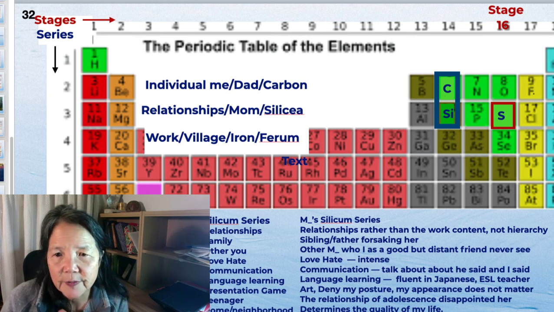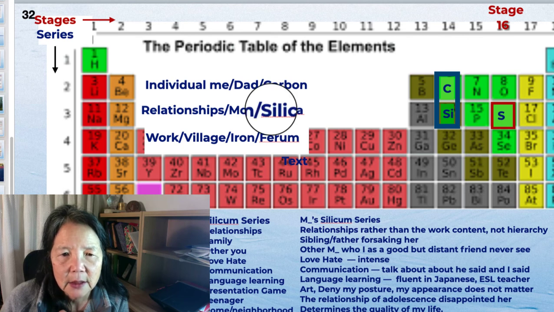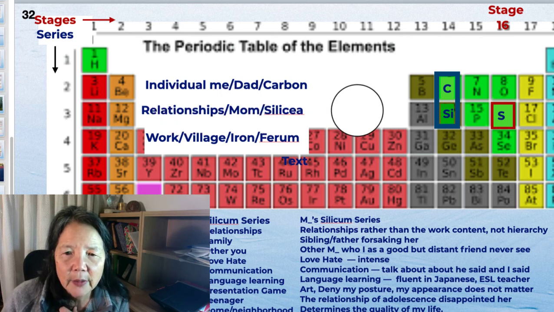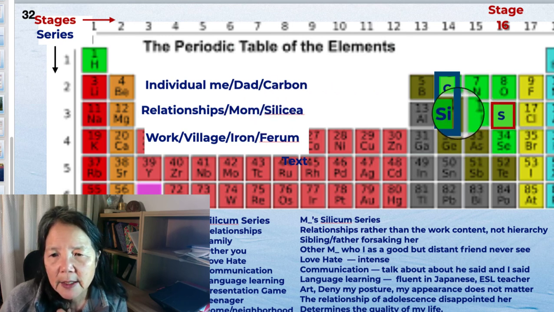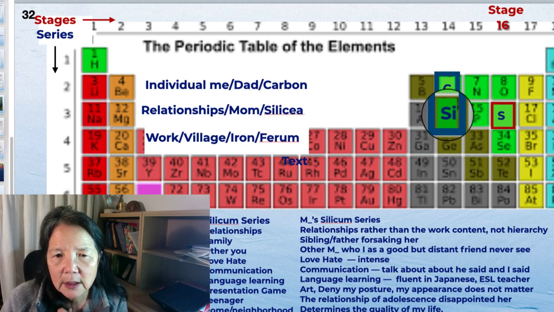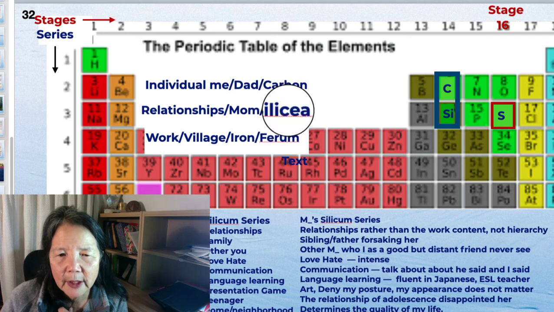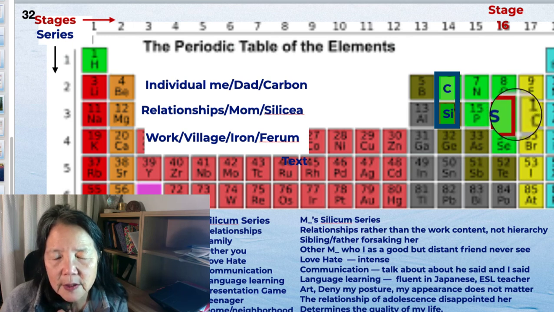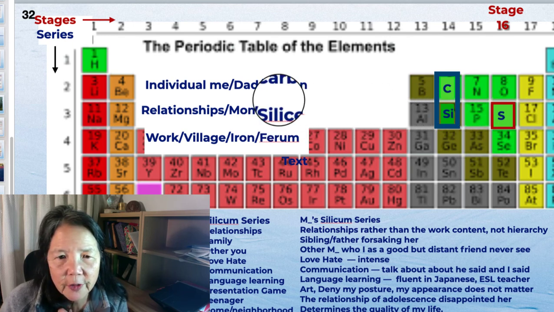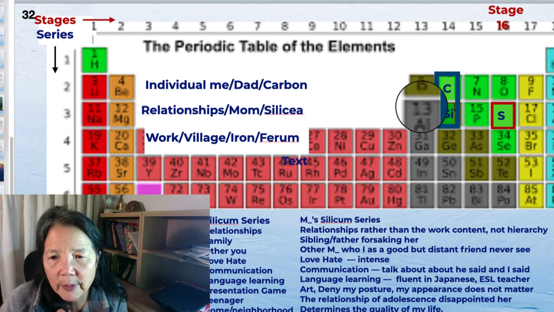Okay, that's the description of the series. The next in the series is silica. It's also pronounced silicia. And it's about relationships. It's sometimes about the mom. And so silica here, the homeopathic name is silicia, is in the same row as sulfur. Okay, so sulfur is going to share the characteristics of all the remedies in this row.